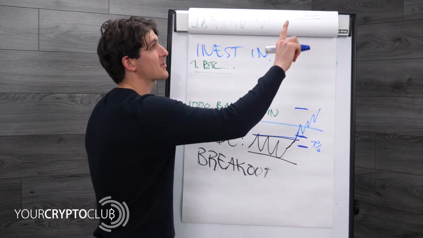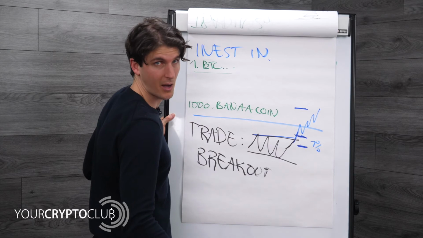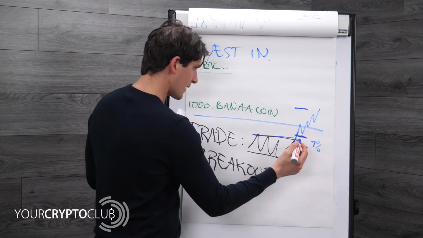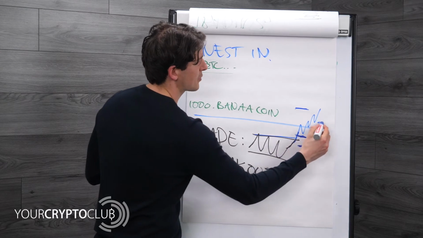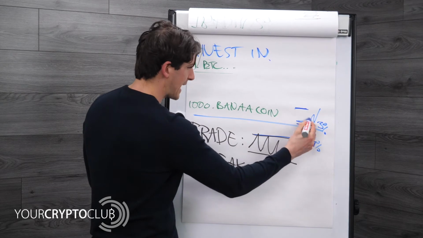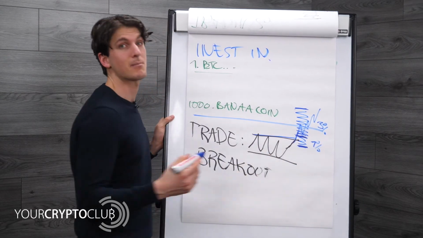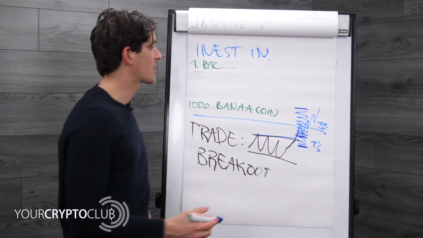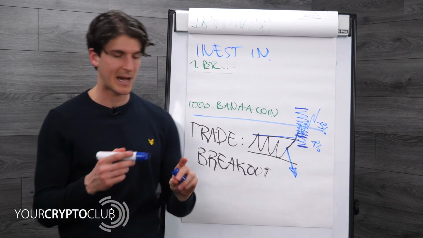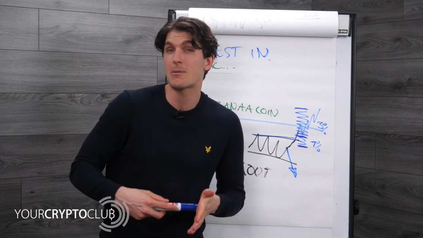Remember, if you have 10,000, you only risk 100. That's 1%. And then here, you're looking to make 3%. So you're looking to make 300 if you're risking 100. Just to recap, because remember, practice is the mother of all skill. So that's what we're going to do. And by the way, it could break out to the downside, and then we enter to the downside instead. Okay, so I hope that makes sense for you.